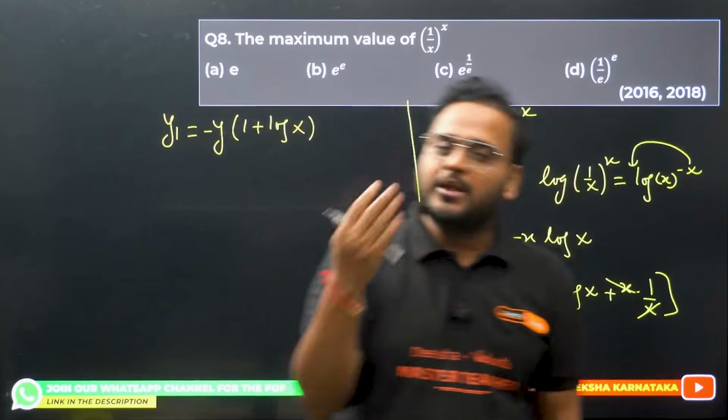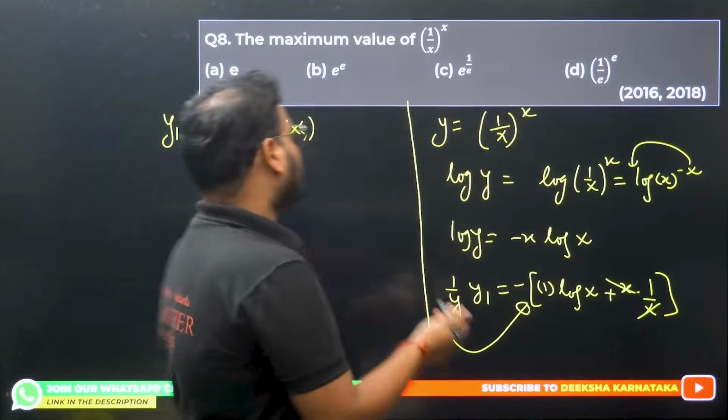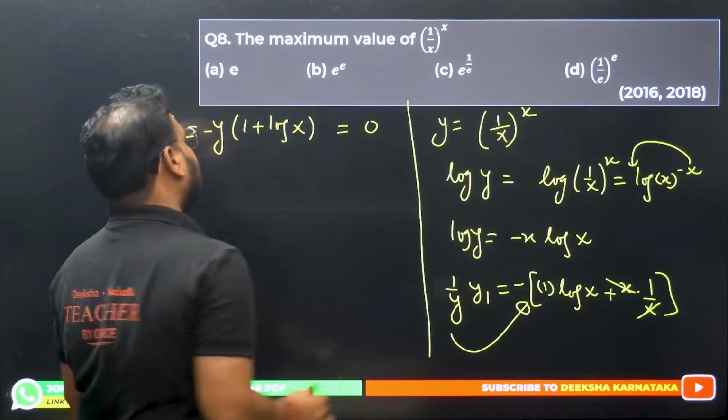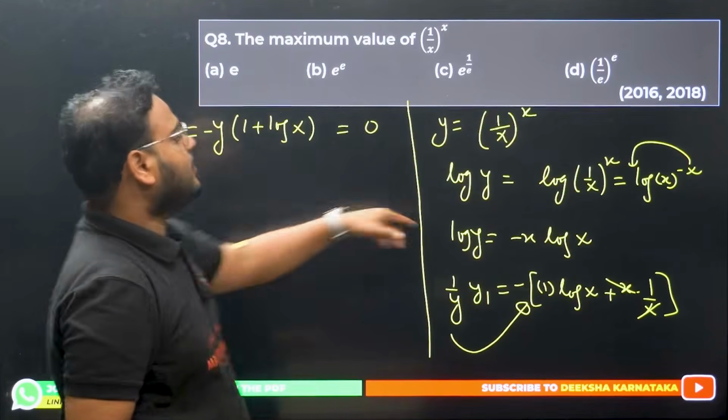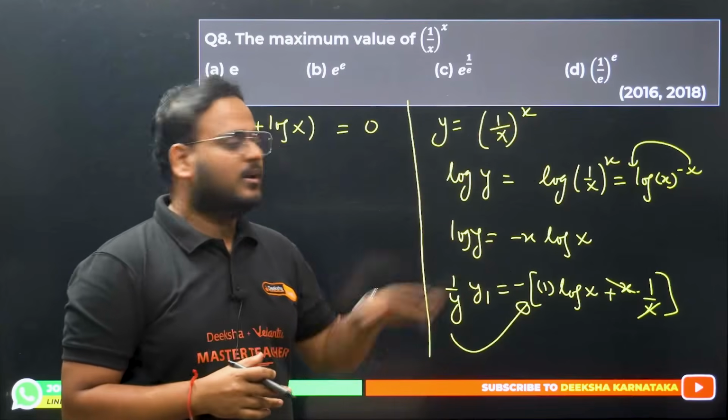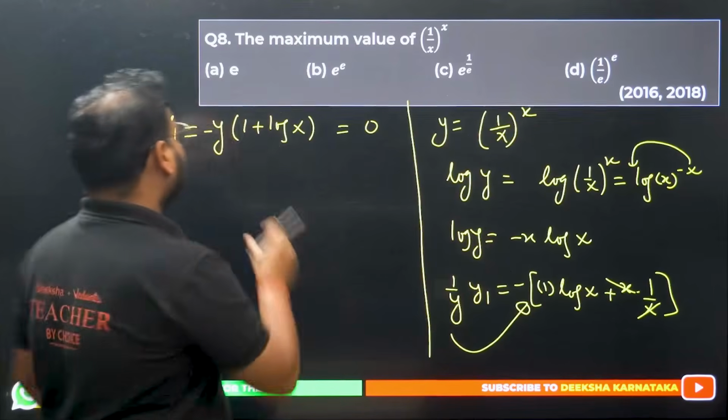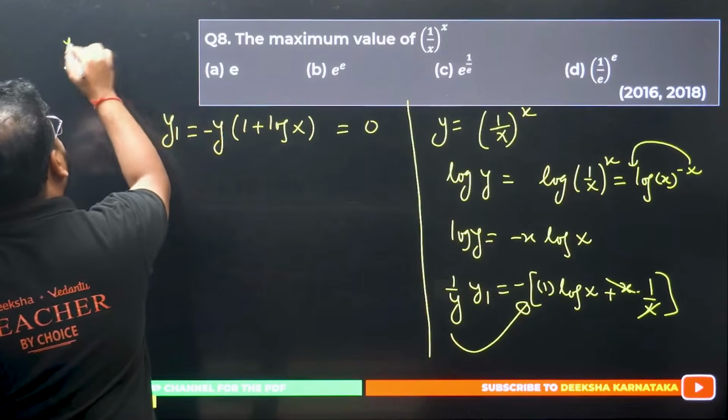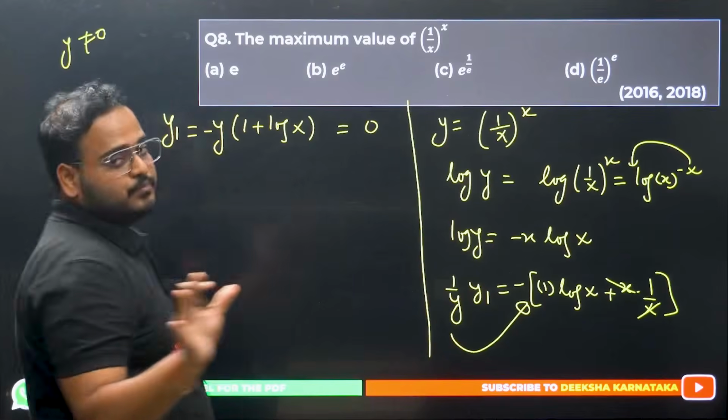Put it equal to 0 to find the critical points. What is the y value? Y is 1 by x power x. It's an exponential part, so it will never be 0. It will be a non-zero value. This y can never be 0. Never.